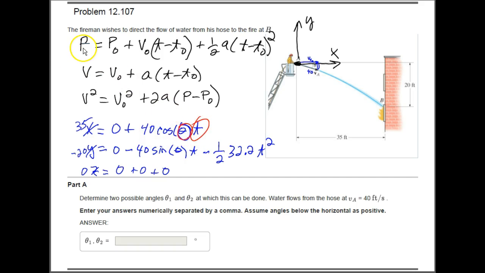And then apply the same equation to the vertical. The y where it hits the building is negative 20 because it's below the origin. The initial is 0, the initial velocity, and 1/2 the acceleration. Since you're in feet, it's 32.2. And then I just applied the same equation in the z direction. You get 0 equals 0. In the real world, all 3 equations should be written. Sometimes the z gives you information, sometimes it doesn't, like in this case.